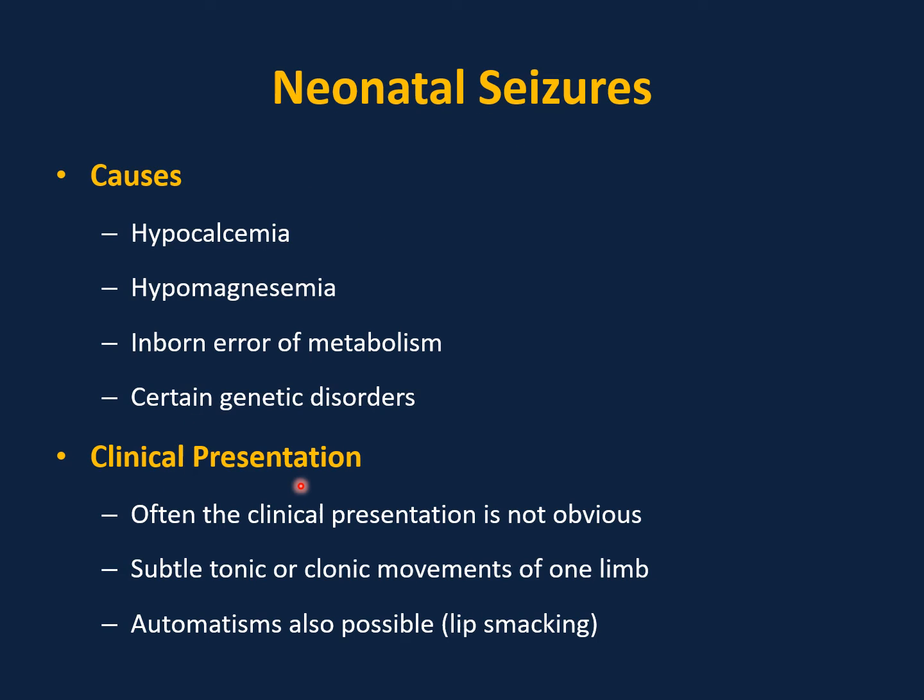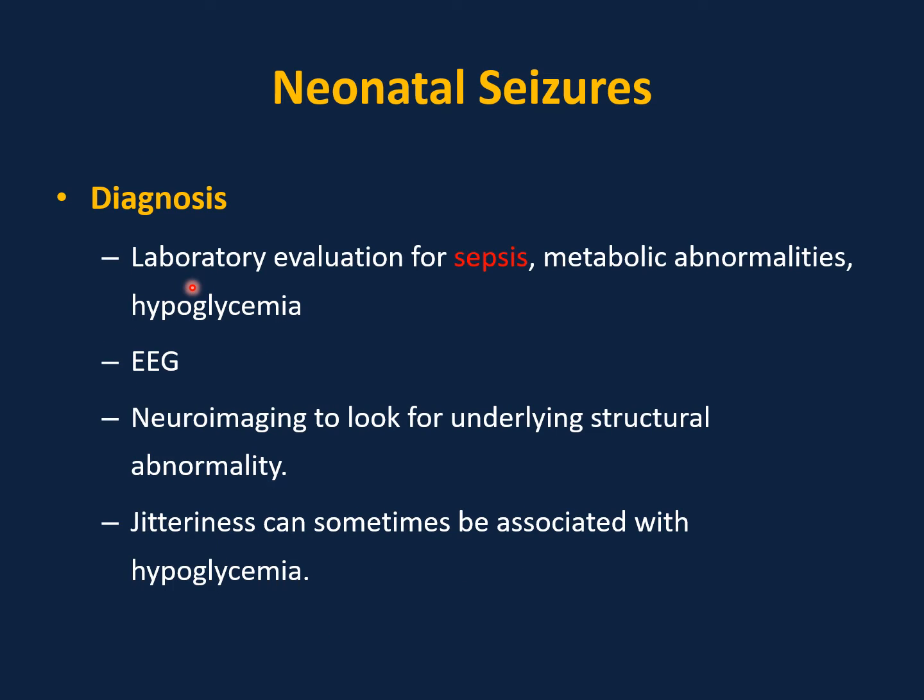The clinical presentation is not simple to recognize, or to see seizures in neonates. It can be subtle tonic or clonic movements of one limb or automatisms, for example lip smacking or thrusting of the tongue. Laboratory evaluation for neonatal seizure is very important to rule out sepsis, metabolic abnormalities, and hypoglycemia. EEG and neuroimaging studies look for underlying structural abnormalities. Know that jitteriness can be associated with hypoglycemia or even hypocalcemia.